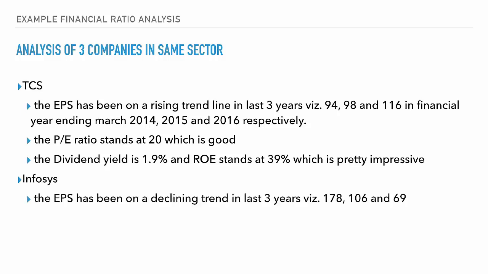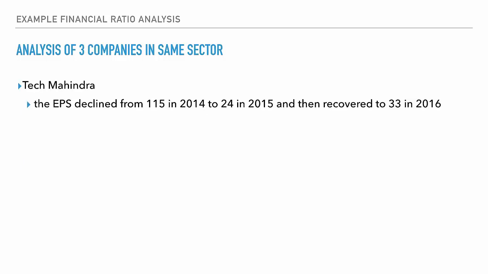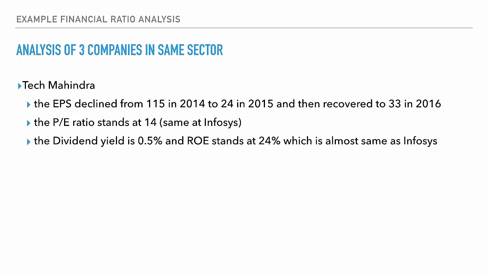For Infosys, the EPS has been on a declining trend in the last 3 years at 178, 106 and 69. P/E stands at 14. The dividend yield is at 0.5% and ROE stands at 28%, which is much lesser as compared to TCS. Tech Mahindra. The EPS declined from 115 in 2014 to 24 in 2015 and then recovered to 33 in 2016, a rather sharp decline. The P/E ratio stands at 14, same as Infosys. The dividend yield is at 0.5% and return on equity stands at 24%, which is almost same as Infosys.